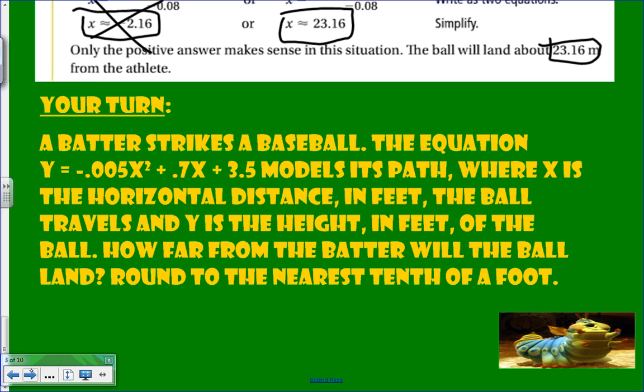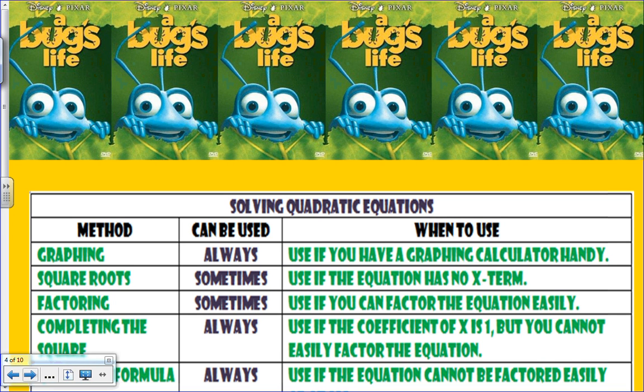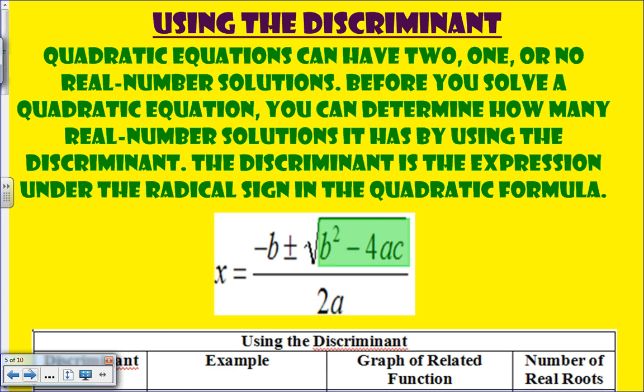What I want to get to next is this part right here, using that discriminant. So the discriminant is part of the quadratic formula because we just talked about the quadratic formula, so I want to talk about this quick. The discriminant is the part underneath the square root. So it says quadratic equations can have two, one, or no real number solutions. Before you solve a quadratic equation, you can determine how many real number solutions it has by using the discriminant.